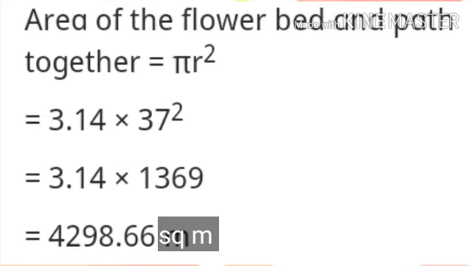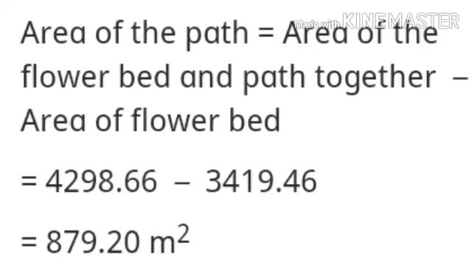Area of flower bed and path together is equal to pi r square. So 3.14 into 37 square. 37 into 37 is equal to 1369. So 3.14 into 1369 is equal to 4298.66 square meter. Area of flower bed and path together is 4298.66 meter square.